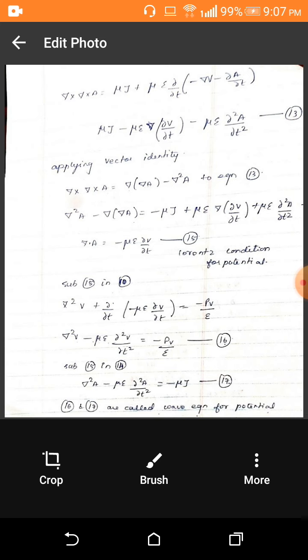Why? Because fields are in turn associated with forces. Potential is nothing but a function whose derivative gives a field. Therefore, you have two fields, one the magnetic field and the other the electric field.